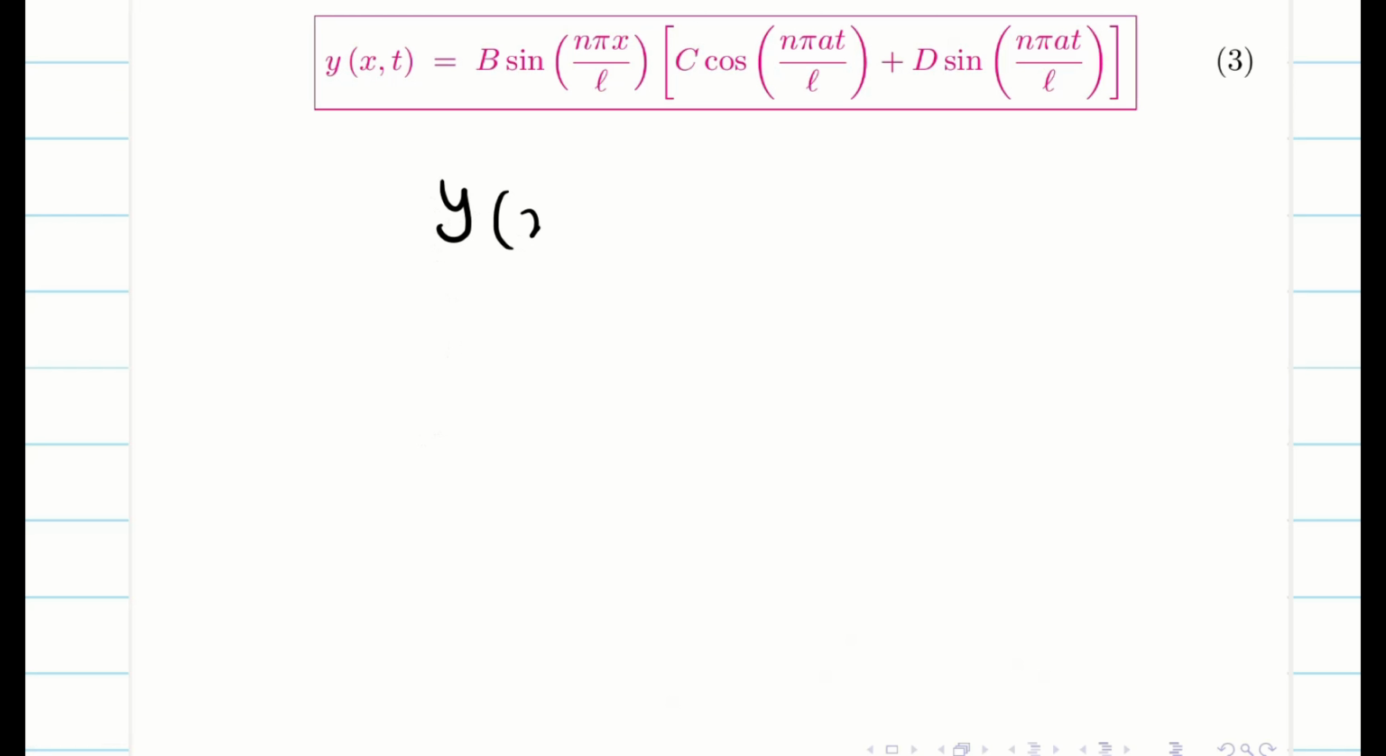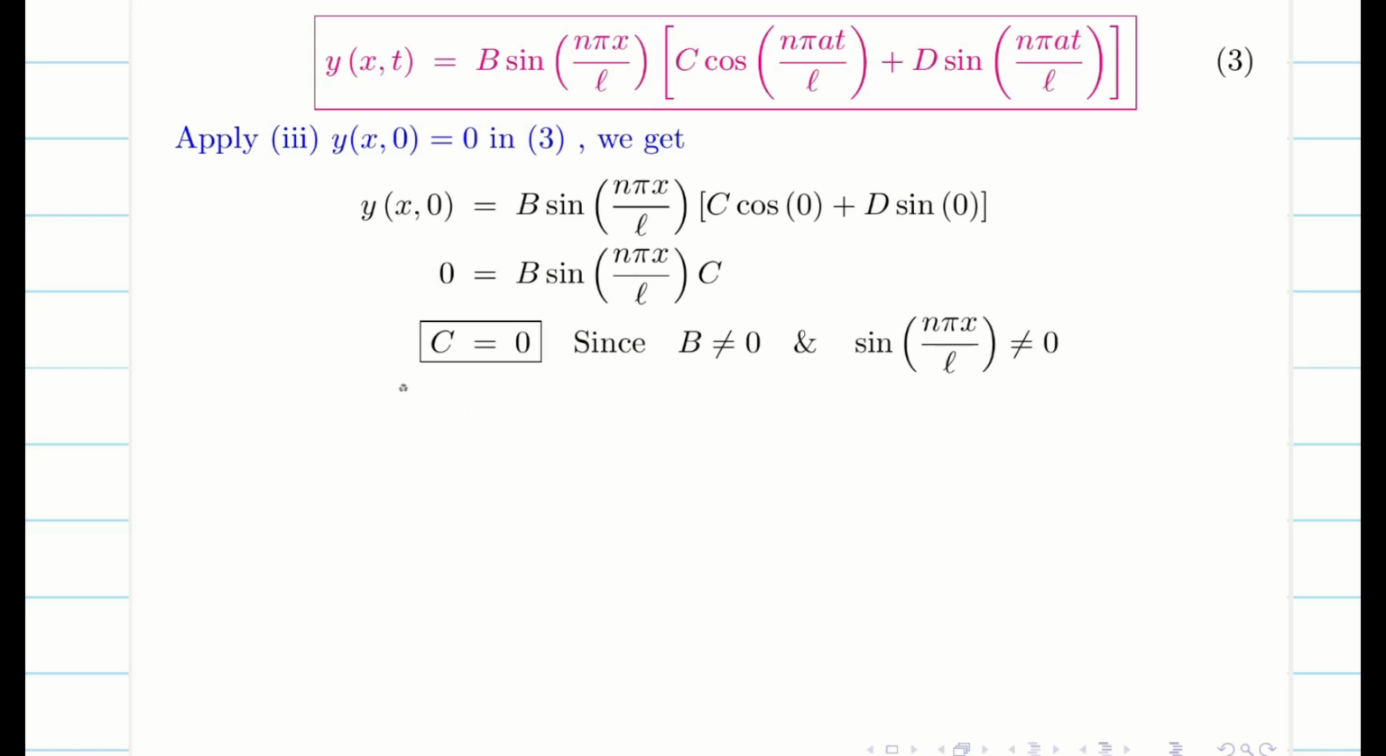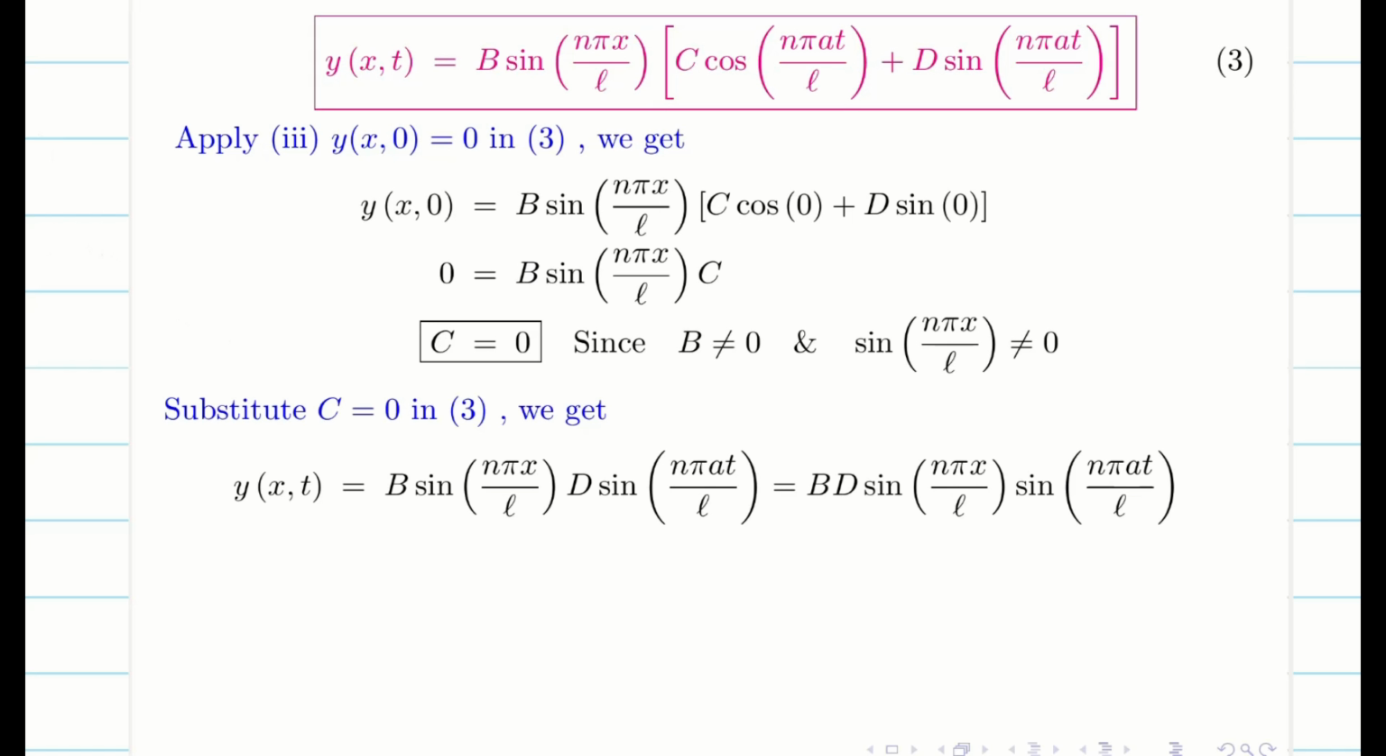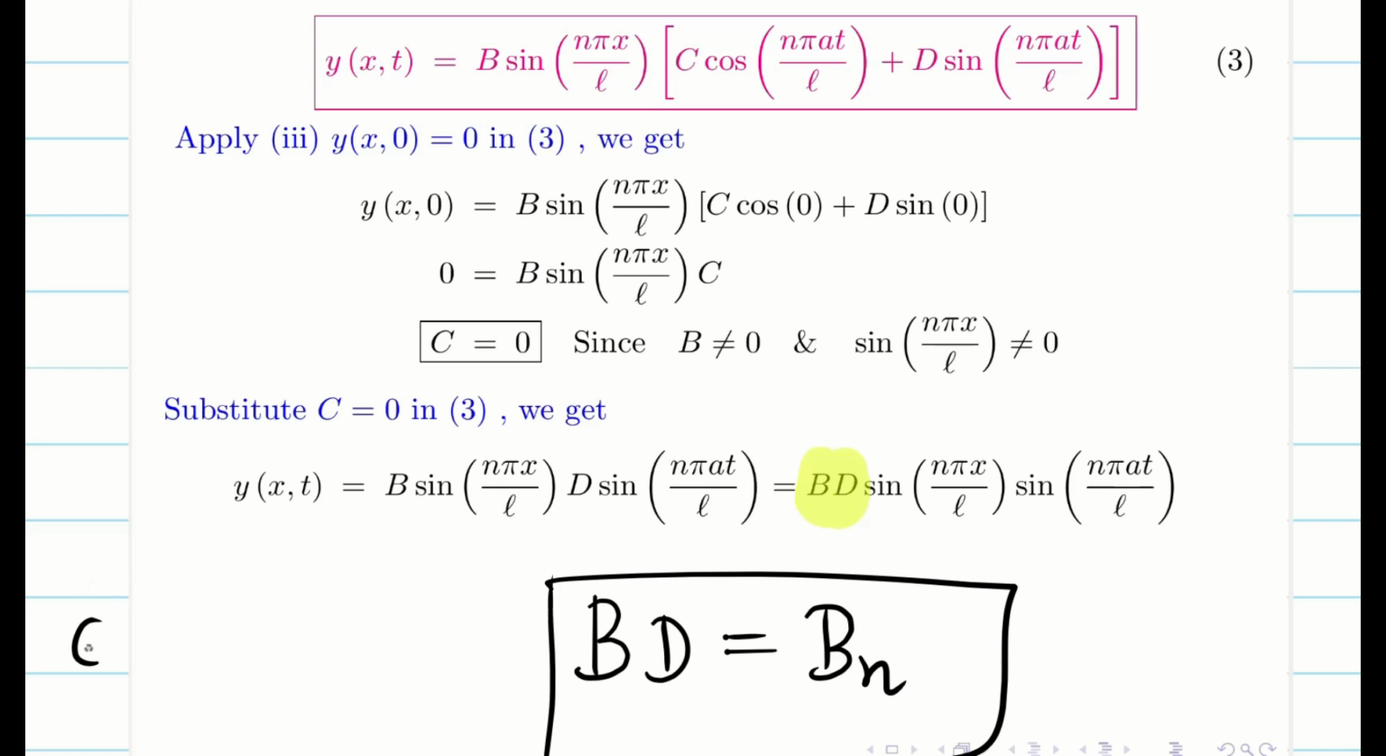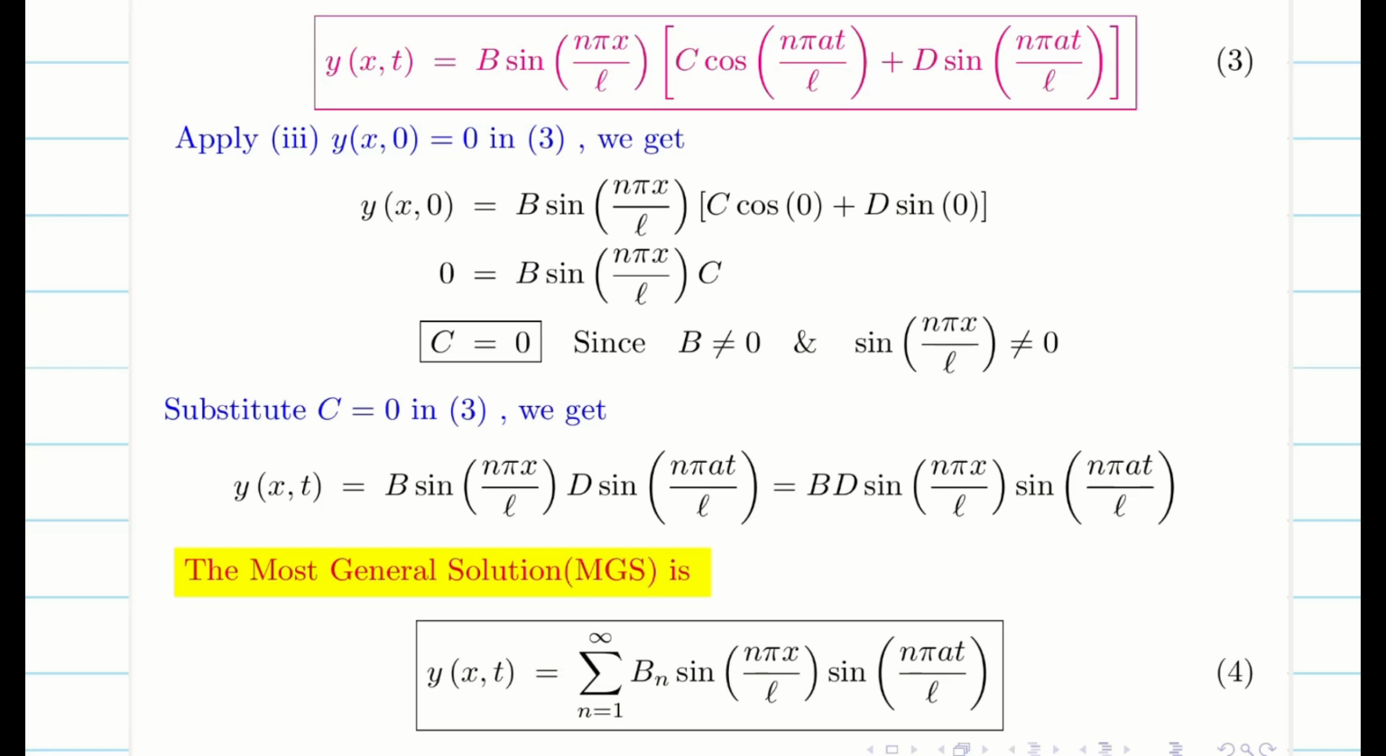Now my third condition is y of x comma 0 equal to 0. In the initial velocity problem, it would be a derivative, but here it is simply y of x comma 0 equal to 0. So apply 3 in 3, and we'll get c equal to 0. Substituting c equal to 0 in 3, we'll get the constants b into d. Since it is a non-zero initial velocity problem, I will take this bd as capital Bn. For the zero velocity problem, you get bc, which we take as bn. Now the most general solution is this. Take it as equation 4.